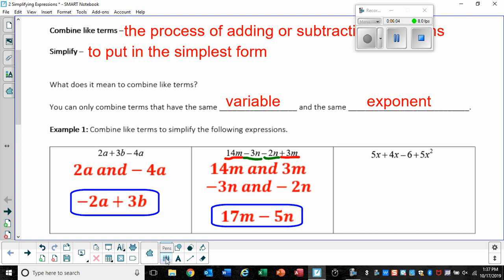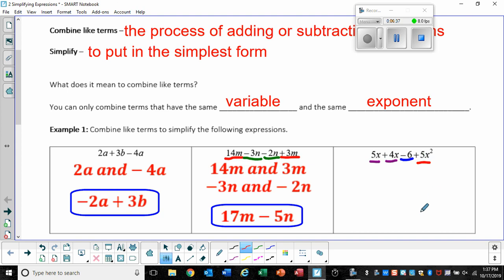So, the next one, I've got a 5x. I got a positive 4x. I have a minus 6, which is not a like term, so I can't color it purple, but I'll do a different color for it. And I've got a plus 5x squared. Now, x squared is not a like term with just x. They have the same letter, yes, but they do not have the same exponent. So that would get a different color.